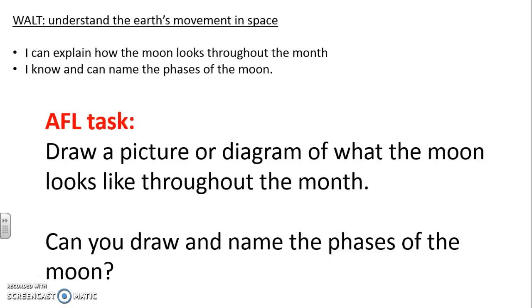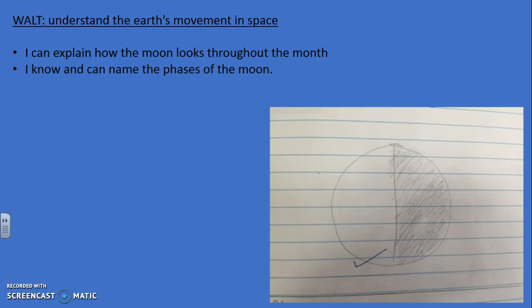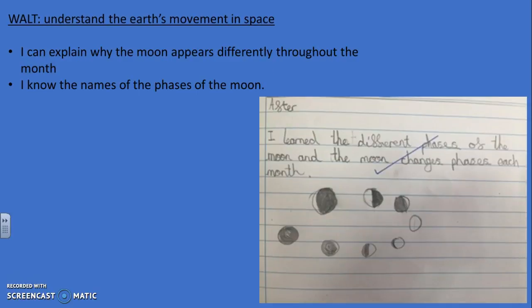Anyway, right at the end of that teaching, you can go back to that AFL task and you can ask them to do the same task, but instead this would be after my lessons. Okay, so let's have a look. Let's see how this child might have got on. Well, there you go. After my lessons, this person has said, I learned the different phases of the moon, and the moon changes phases each month. And look, there's a lot more detail as to how that moon has changed.